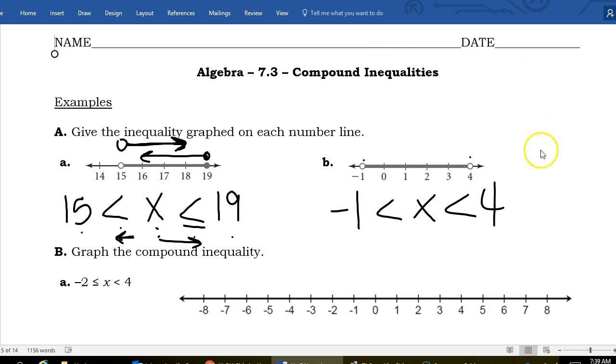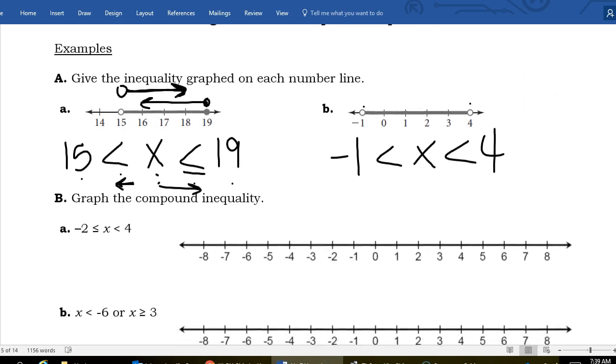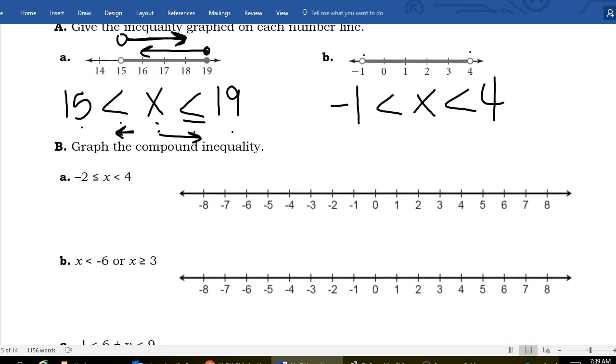If we want to do the reverse process, on letter B, part A, I have the compound inequality -2 is less than or equal to x is less than or equal to 4. So I'm going to circle my lower bound, and because I have a less than or equal to, I'm going to color it in. On my upper one, I'm going to circle 4, and that is going to remain an open circle because it's just a less than. There's no or equal to sign, and then we just shade in between them.